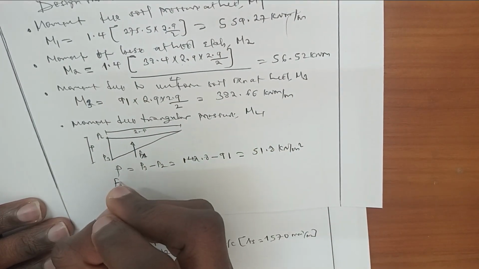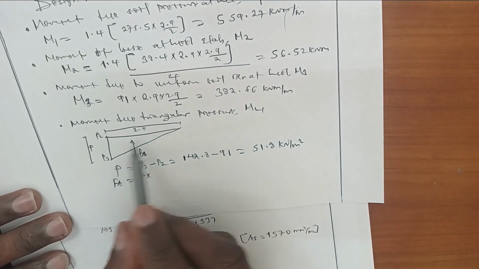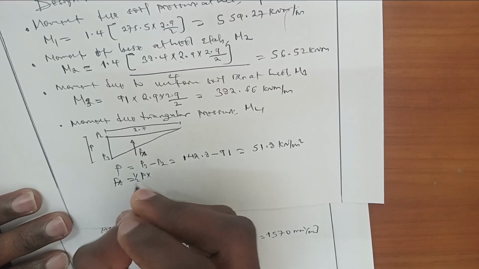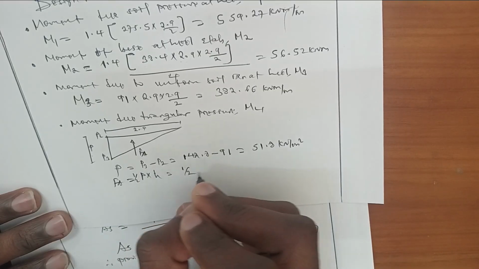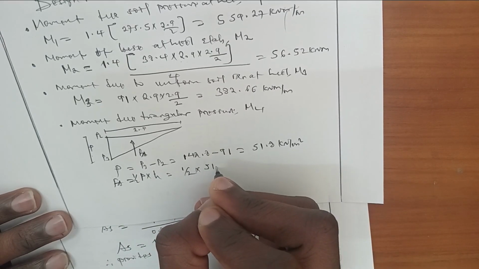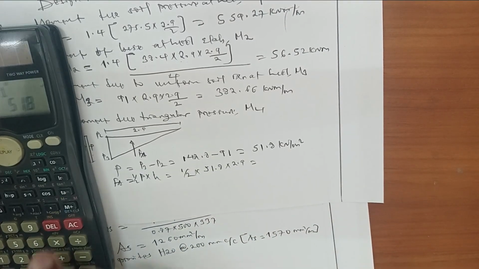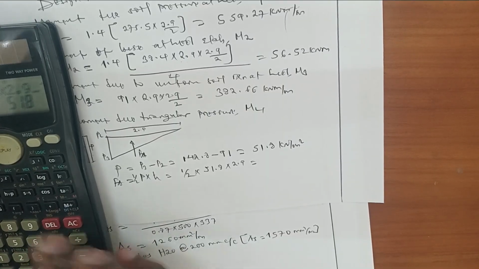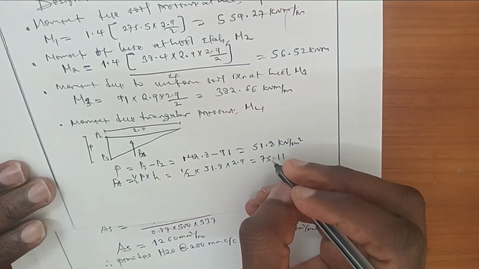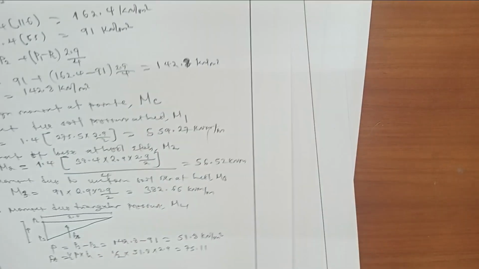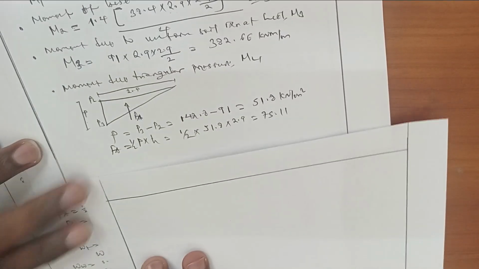Now, horizontal force will be equal to this pressure times, because it is triangular, a half times pressure times h. So it will be equal to a half times 51.8 times h, which is 2.9. It will be equal to 75.11.